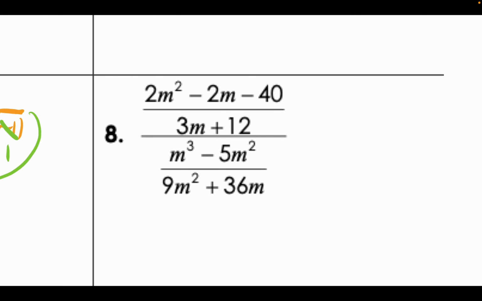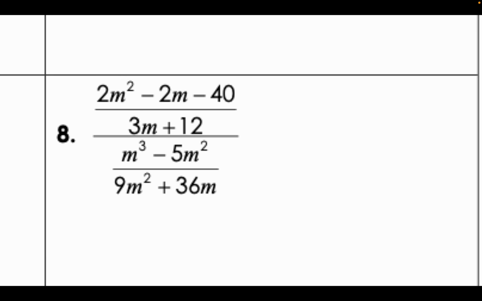Moving on to number 8 here. Two big fractions. How exciting is that? As I look to factor this one, I'm going to notice, oh, that has a GCF. So I'm going to go ahead and get ahead of this by factoring out the GCF a step early and calling this 2 times m squared minus m minus 20.